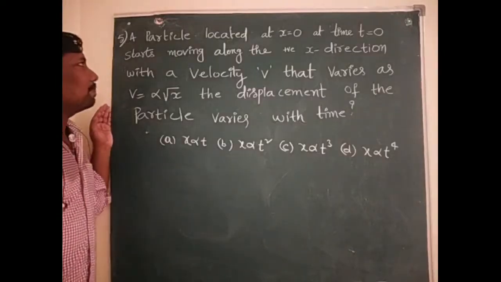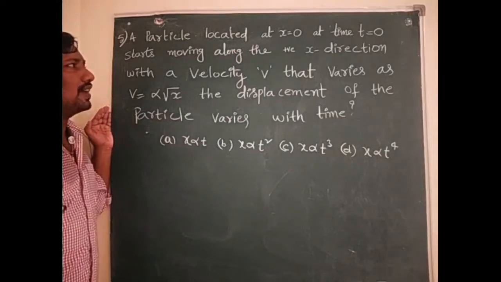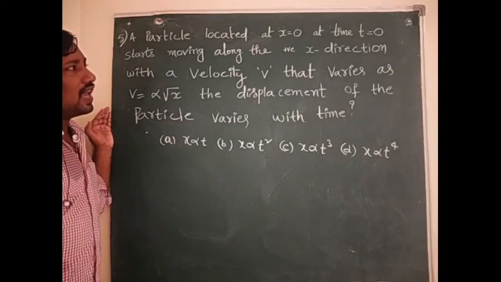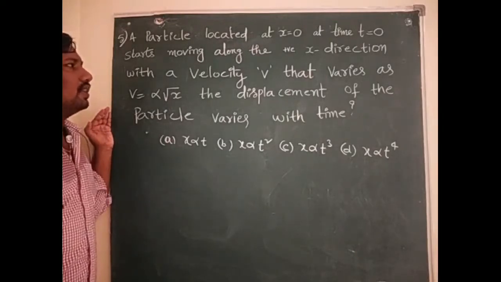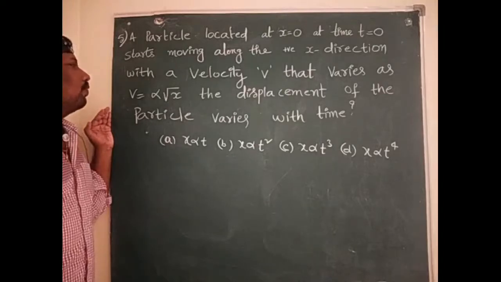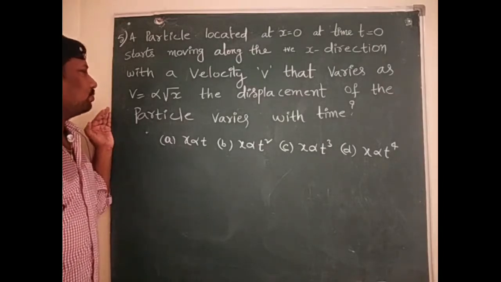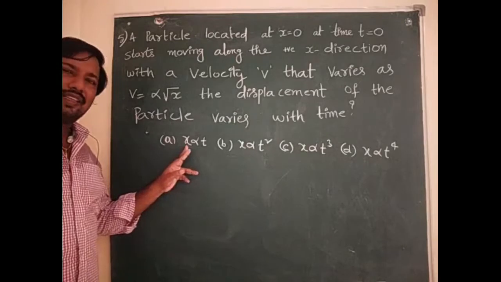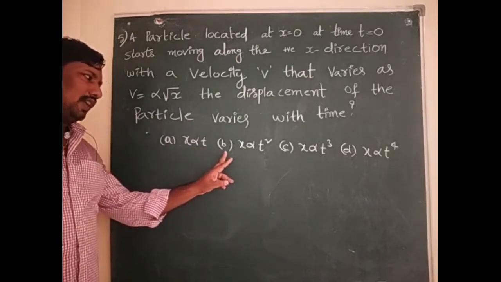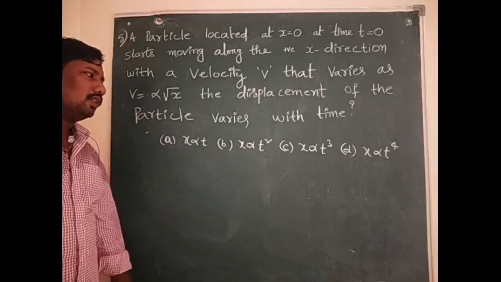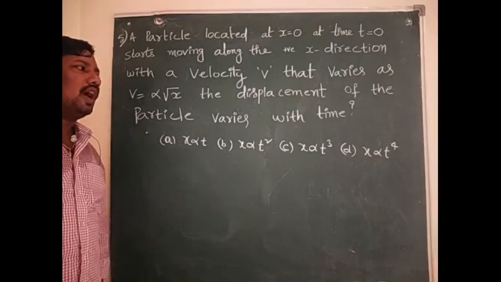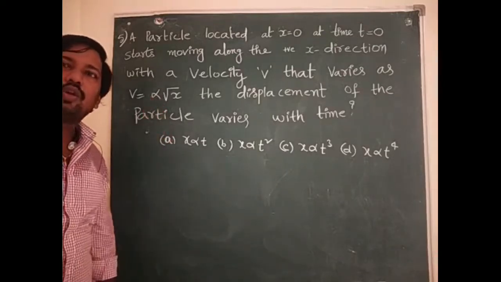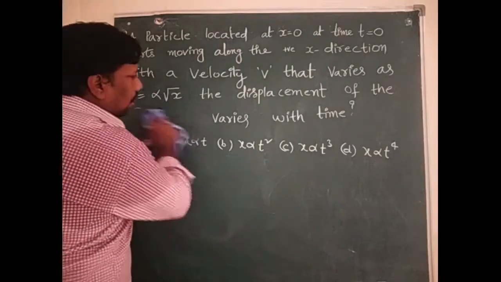Problem number 5. A particle located at x equal to 0 at time t equal to 0 starts moving along the positive x direction with a velocity v that varies as v equal to alpha into root x. The displacement of the particle varies with time as. First option, x is directly proportional to t, second option, x is directly proportional to t square, third option, x is directly proportional to t cube, and fourth option, x is directly proportional to t power 4. Here alpha is constant. So now we can solve this problem.